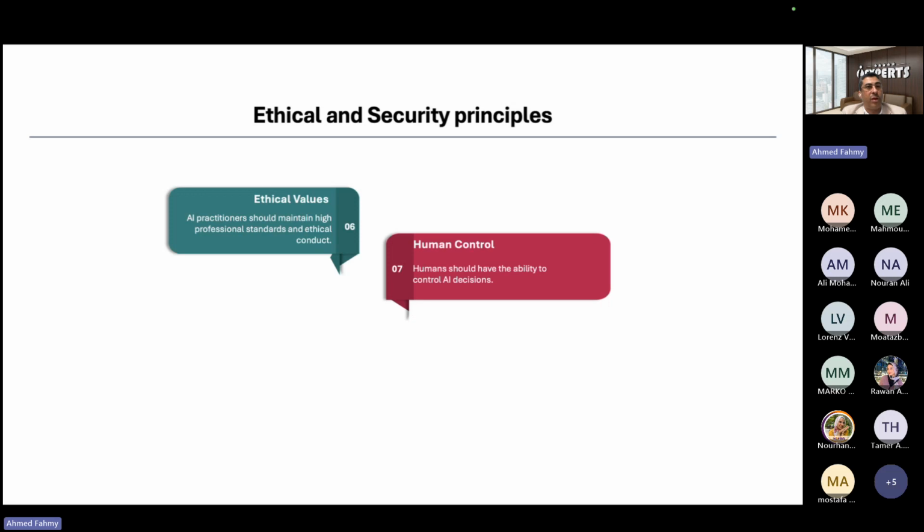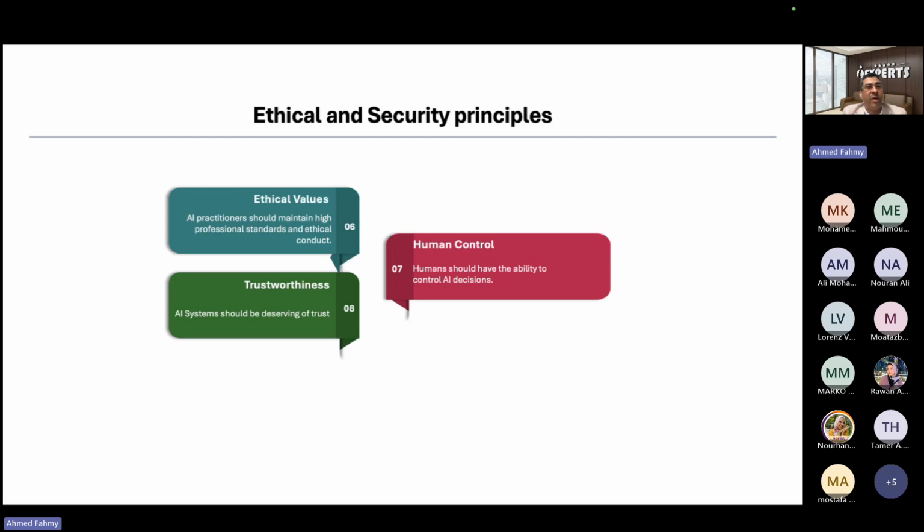Number 7 is the human control. AI systems must not be left or kept without any human oversight. They must be continuously under human oversight, and humans must intervene if there is any deviation or drifting of the AI models, to correct it and to make sure that the AI system's deliverables are within the acceptable range or the acceptable boundaries.